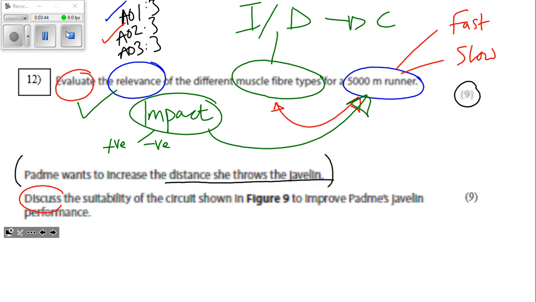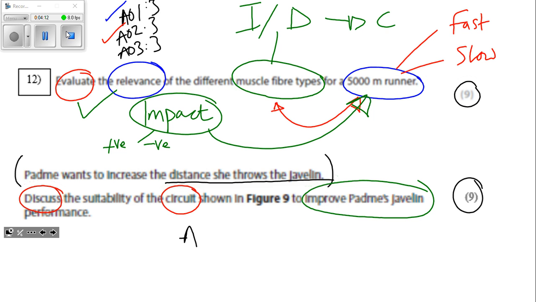Command word, discuss. Topic words that we've looked at: circuit. What am I going to be linking my answer to? Well, I'm going to be linking my answer to trying to improve Padme's javelin performance. And finally, how many marks are available? We've got 9 available here as well. Now for me, again, the part that loads of people missed off were AO1s. I'm just going to write all the AOs again on the boards. Sorry, my board's a little bit all over the place now.